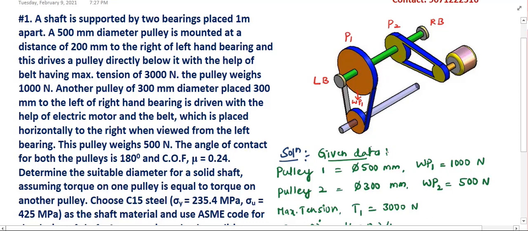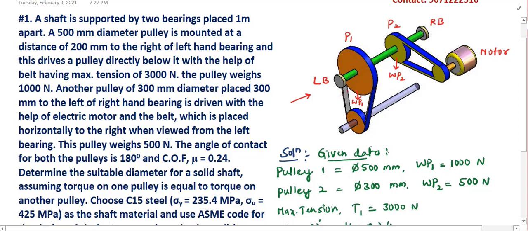Another pulley of 300 mm diameter is placed 300 mm to the left of the right hand bearing. So that is the case, and it is driven with the help of an electric motor. So this is your electric motor, which is placed horizontally to the right when viewed from the left bearing. So when viewed from the left bearing, this electric motor is directly in front of the second pulley, and this pulley weighs 500 newtons.